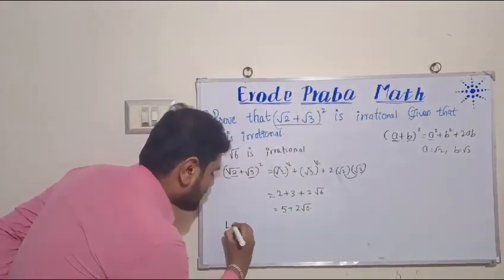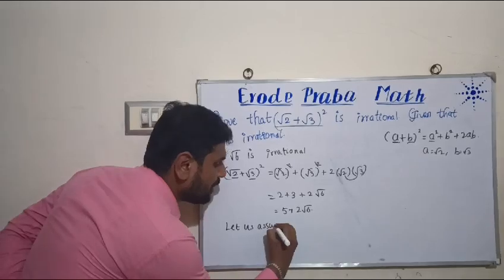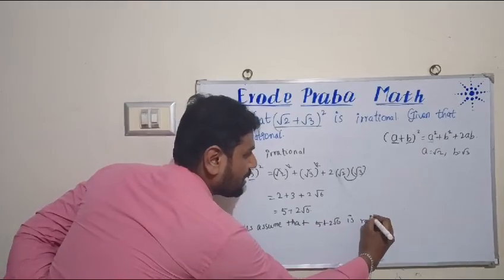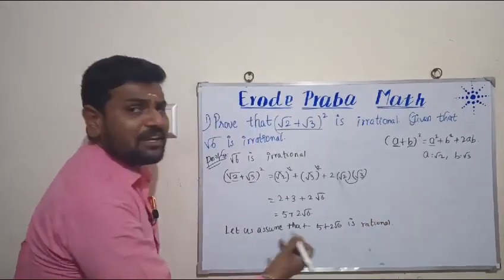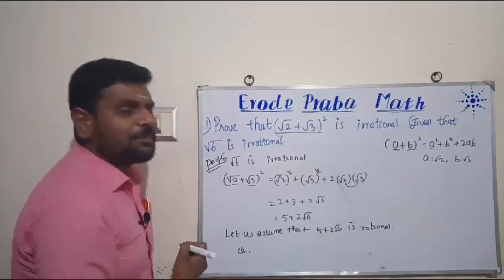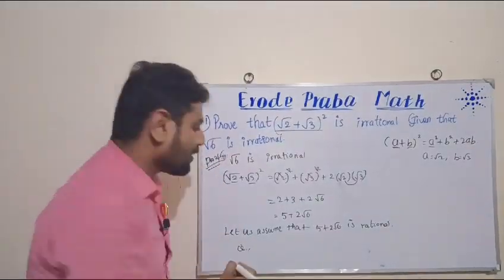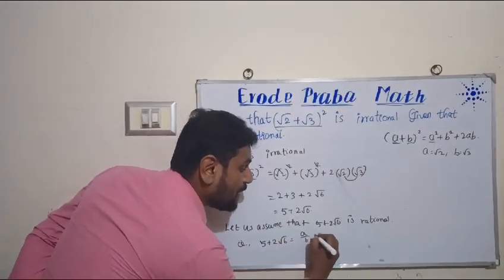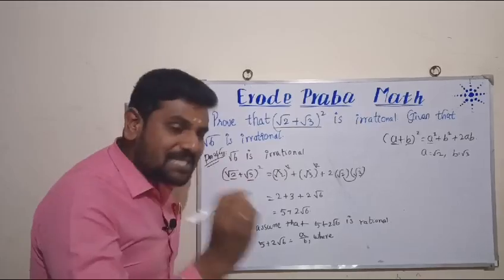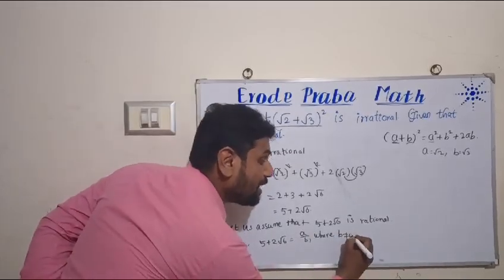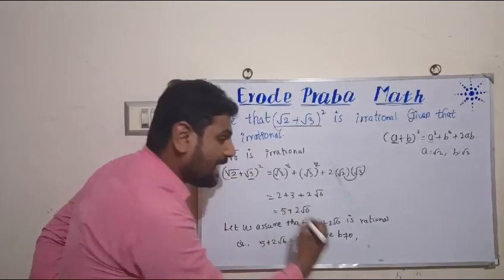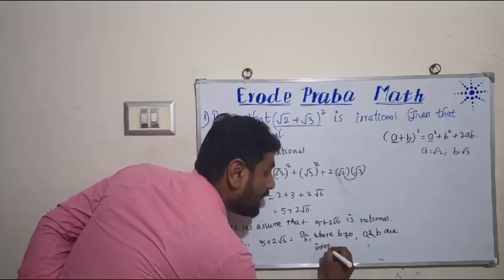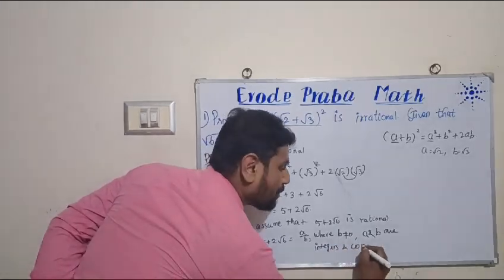So listen, let us assume that 5 plus 2 root 6 is rational. So rational number. What is the rational number form? That is a by b. Yes or no? So here we write 5 plus 2 root 6 is equal to a by b, where, this is very important, b is not equal to 0. Denominator should not be equal to 0. Comma, a and b are integers. A and b are what? Integers. And a very important condition, co-prime.